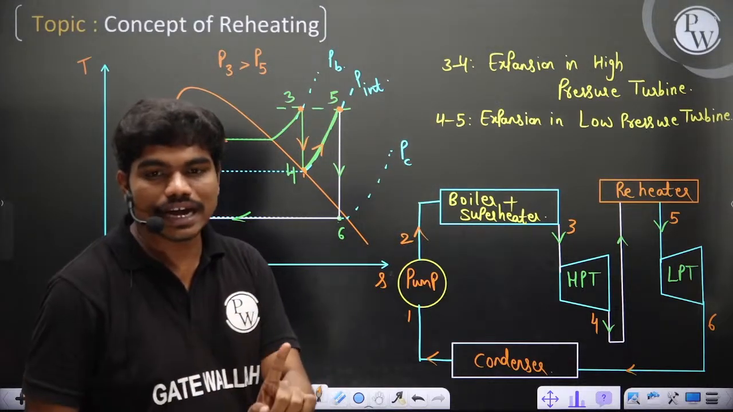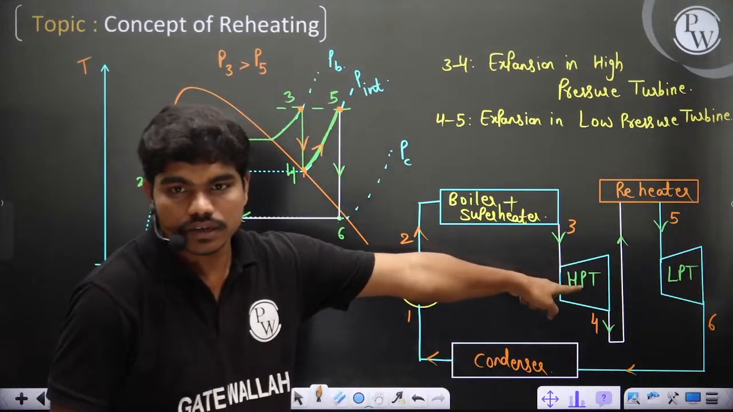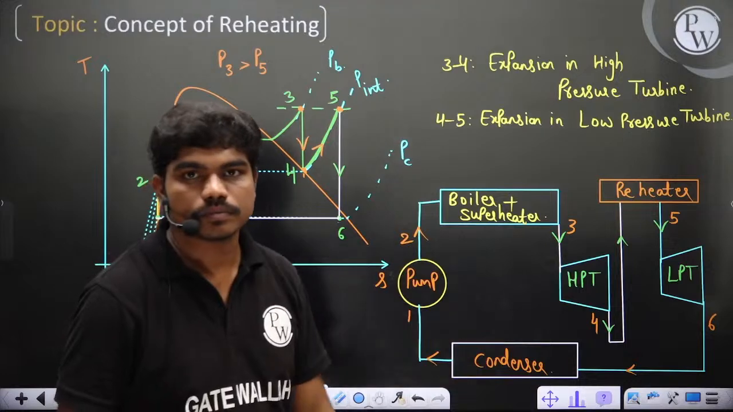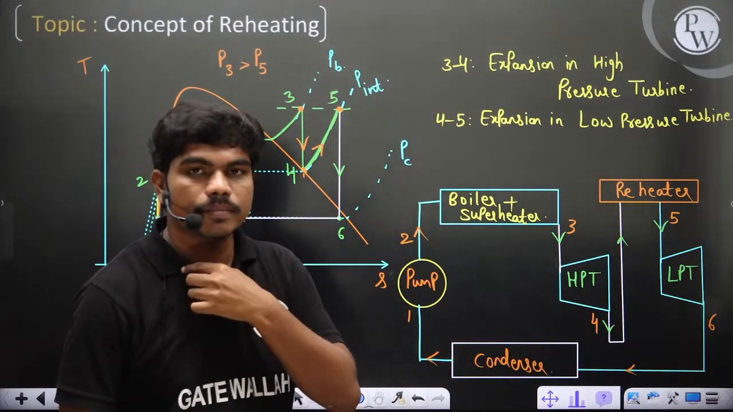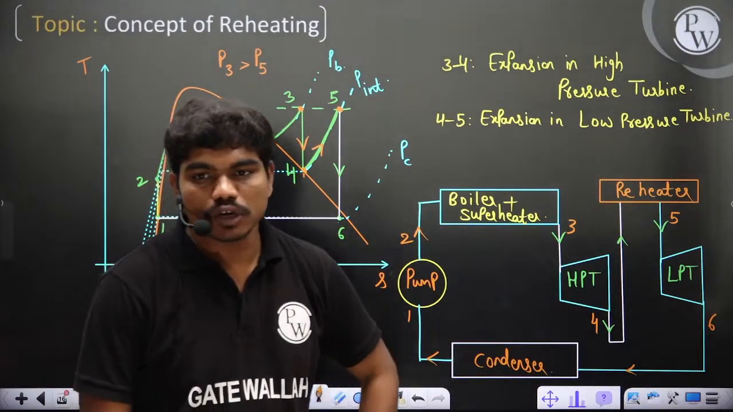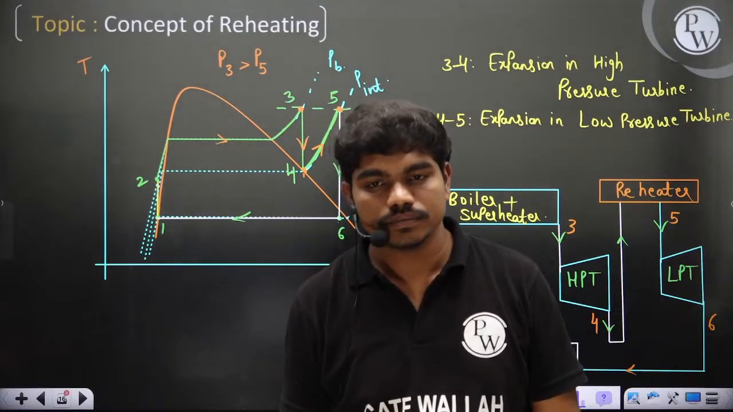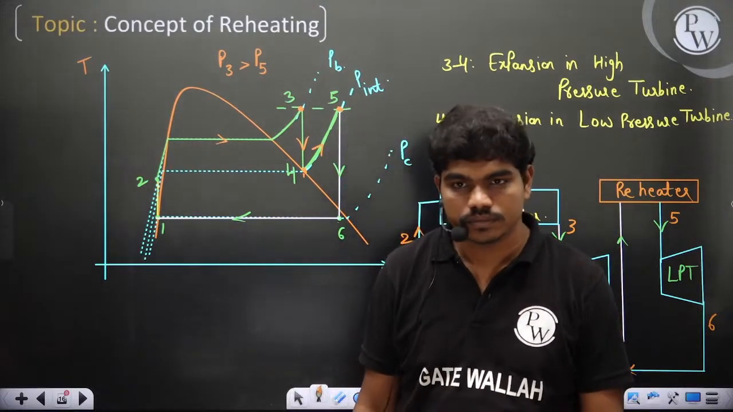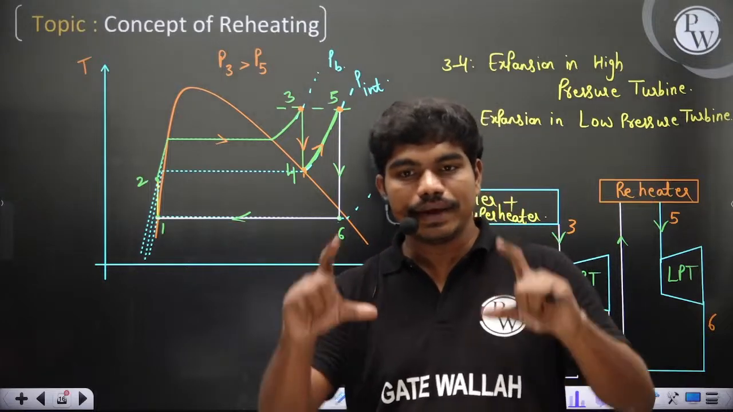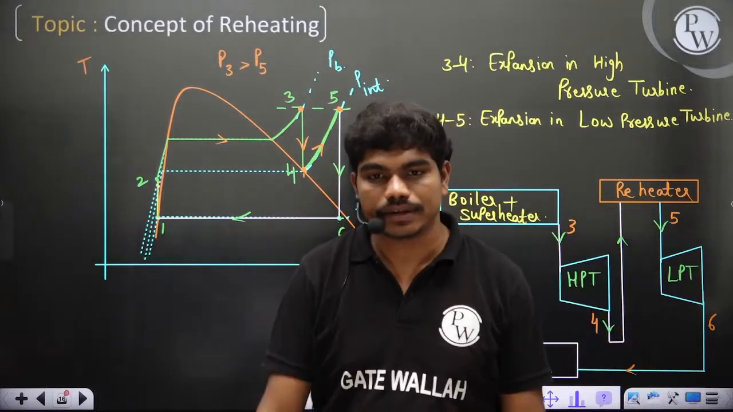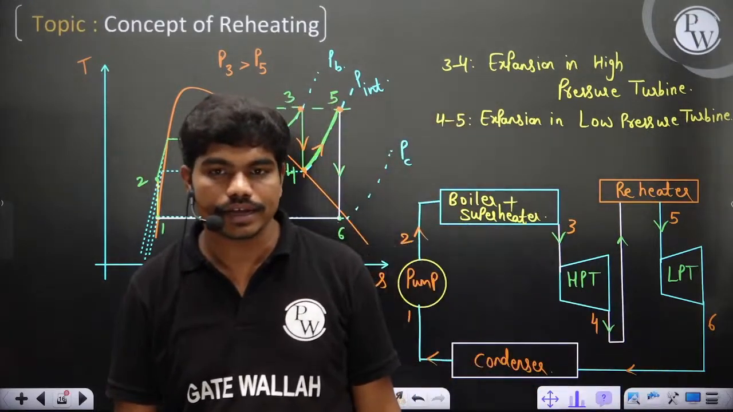Clear how to identify HPT and LPT? Please type in the chat box, did you all understand how to identify high pressure turbines and low pressure turbines? Depending on the pressure range in which they are operating.